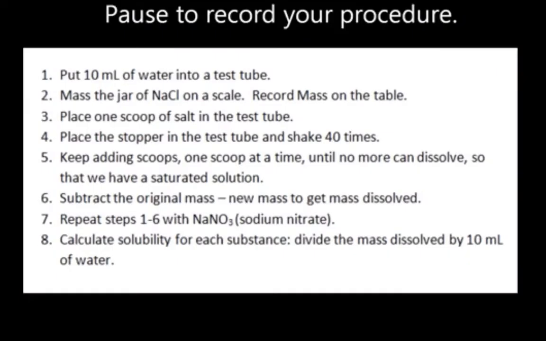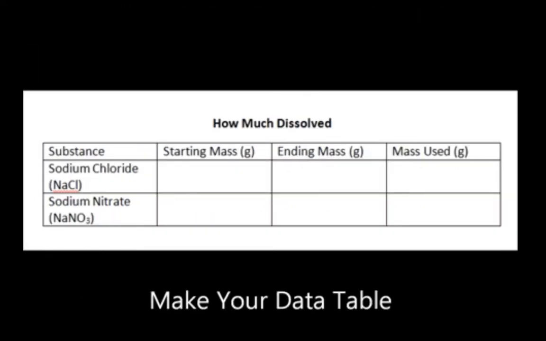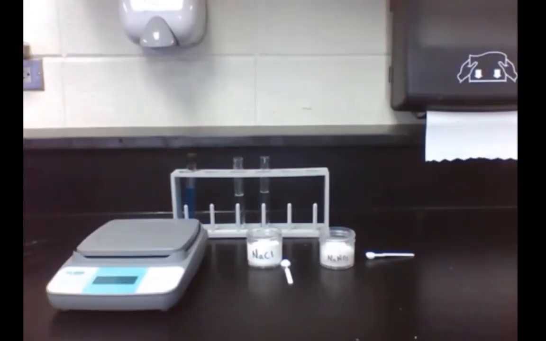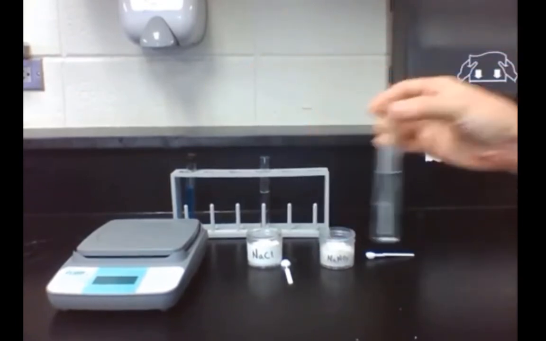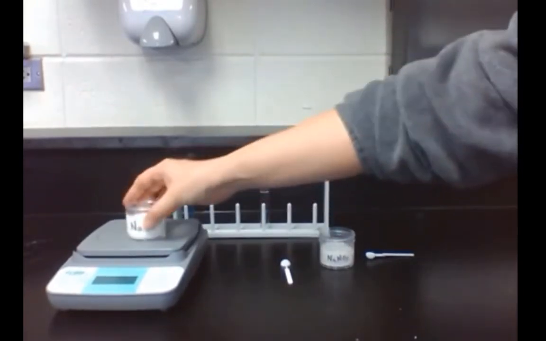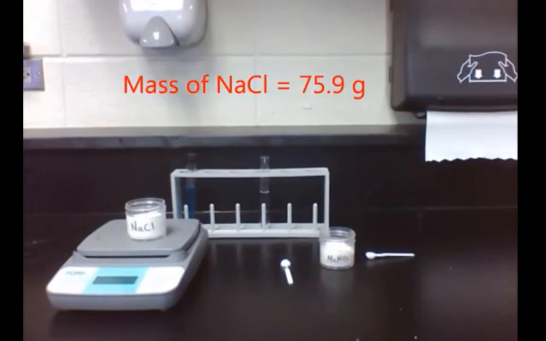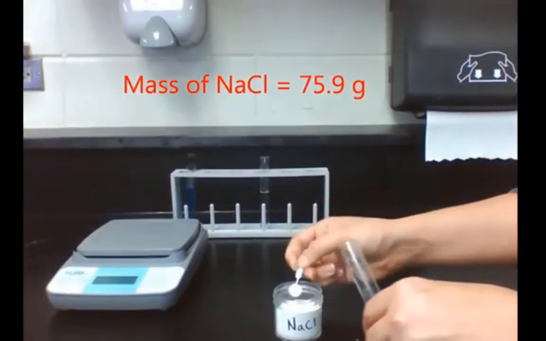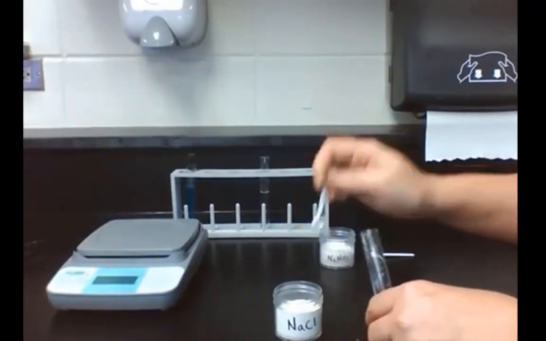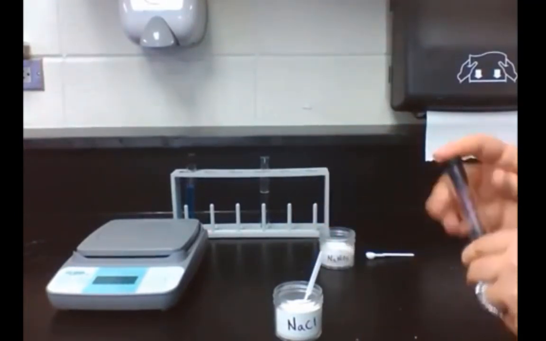Let's first put 10 milliliters of water into a test tube. Mass the jar of sodium chloride on a scale. Record the mass on the table. Place 1 scoop of salt in the test tube. Place the stopper in the test tube and shake 40 times. Keep adding scoops, 1 scoop at a time, until no more can dissolve, so that we have a saturated solution.